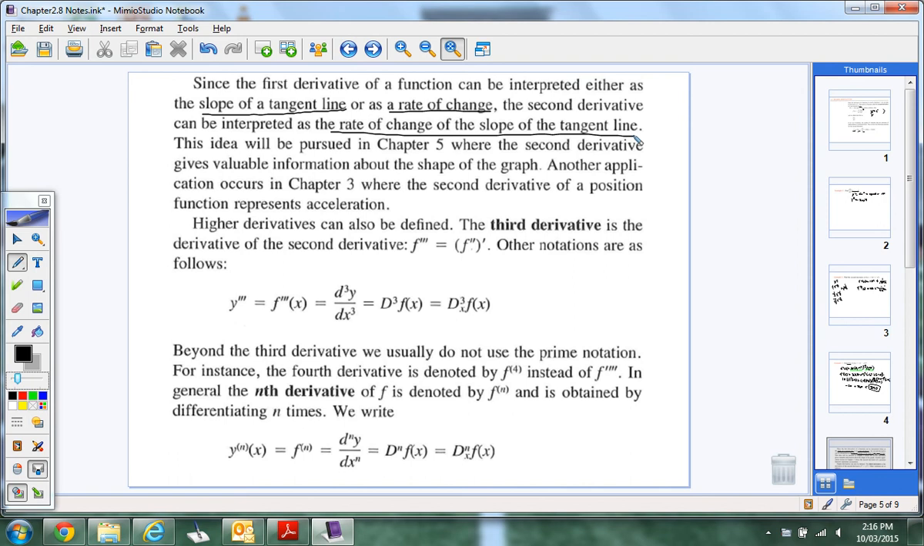Okay, it gives valuable information on the shape of a graph, and other applications occur in Chapter 3. So we'll get further with this in terms of what it means. For now, we're just practicing and being able to do it. Okay, you guys could do up to the third derivative even if you're asked, which would just be denoted as you would expect, 3 ticks, d cubed over dx cubed, etc. So we could find the third derivative if we want to, and you're doing that in your practice. Okay?